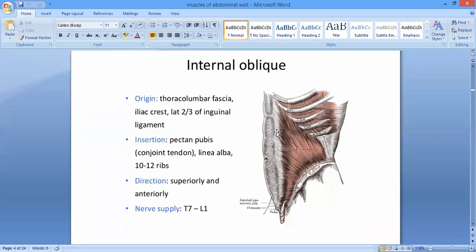Now its origin, मैंने एक तो आपको बता दी थी, lateral 2/3 of the inguinal ligament, ठीक है? And then, एक iliac crest की attachment क्या थी जी? Intermediate area of the iliac crest, ठीक है जी, anterior 2/3 of the intermediate area of the iliac crest से भी आ रहा है, and it is also coming from the lumbar fascia. Lumbar fascia, ठीक है जी. Now इसकी insertion क्या होगी?